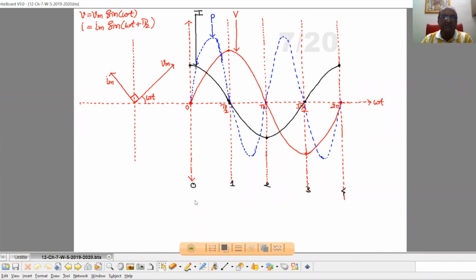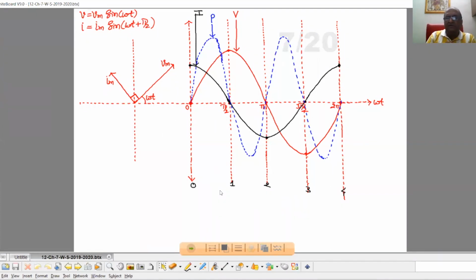So again here see what happens. In the time interval t equal to 0 to t equal to capital T by 4, means during the first 1/4 part of the complete cycle, the capacitor charges, means the capacitor absorbs energy from the source and stores the energy in the form of electric field. Then during the second 1/4 cycle, the capacitor will discharge and it will supply the energy to the source.